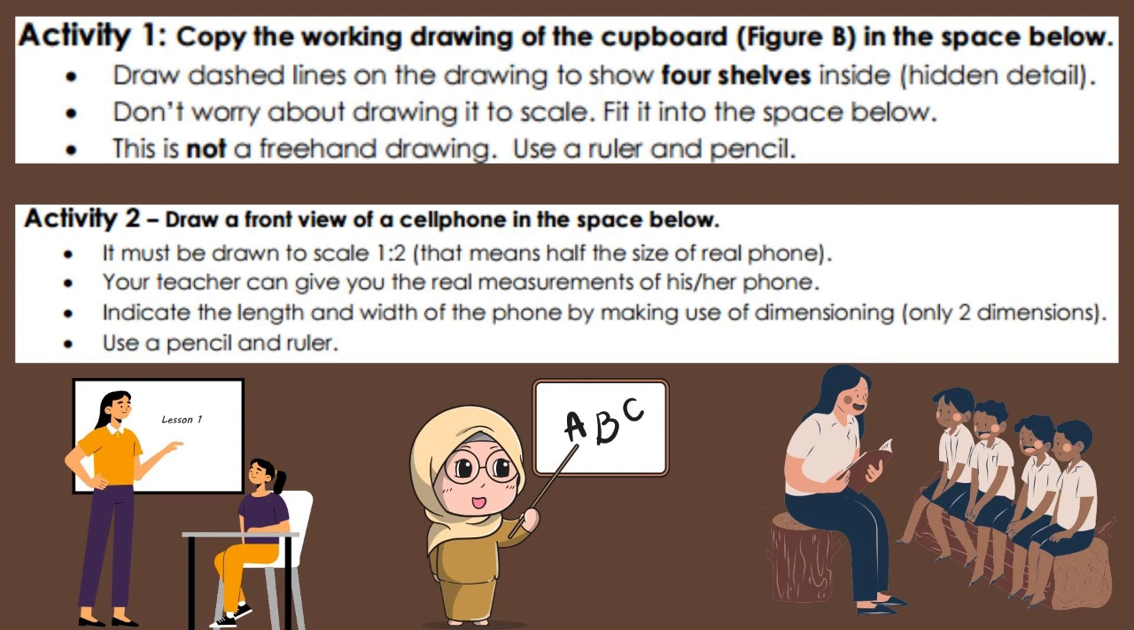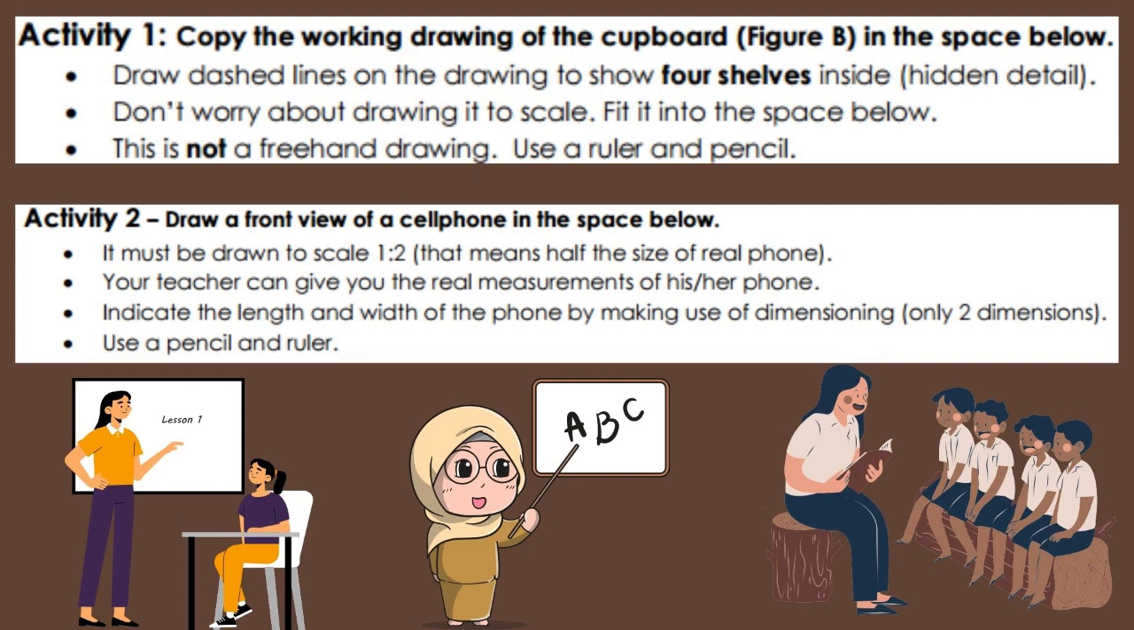Activity 1. Copy the working drawing of the cupboard, figure B, in the space below. Draw dashed lines on the drawing to show 4 shelves inside, hidden detail. Don't worry about drawing it to scale. Fit it into the space below. This is not a freehand drawing. Use a ruler and pencil.